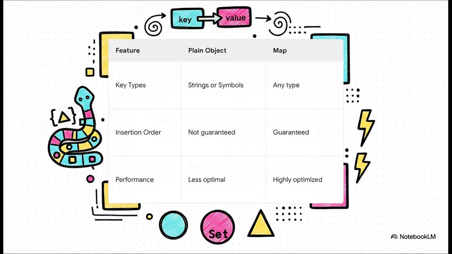And that brings us to a classic showdown in JavaScript, the plain old object versus the map. For a long time, developers just used plain objects for any kind of key value storage. But maps were built specifically for this job. They're way more optimized for frequent additions and deletions, they guarantee the insertion order is preserved, and here's their real superpower. You can use any data type as a key, even another object, not just strings.